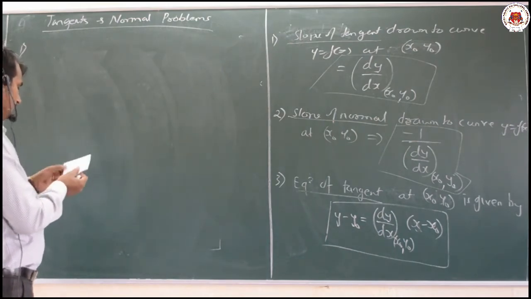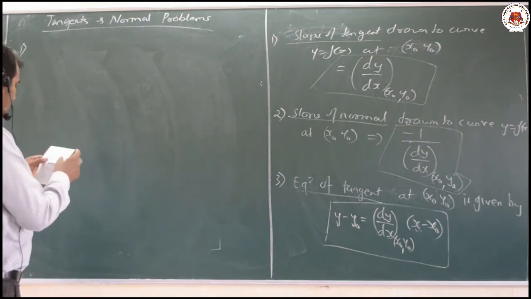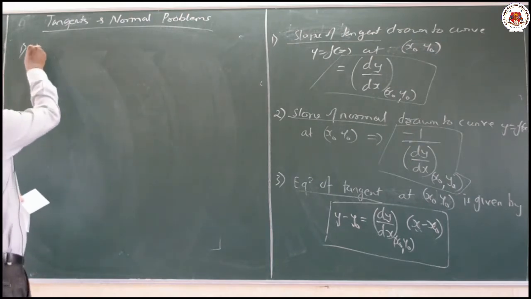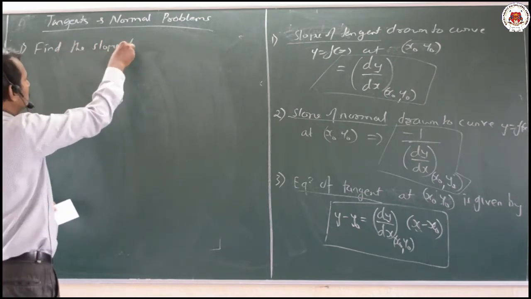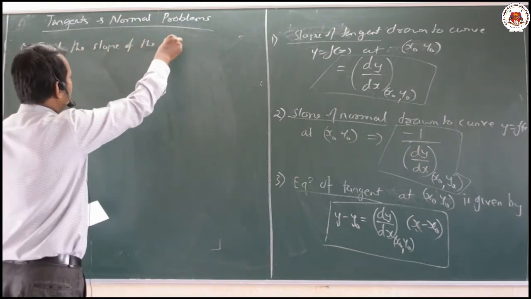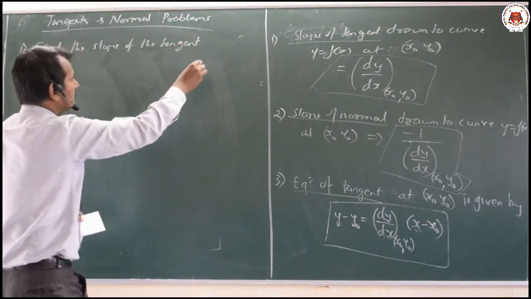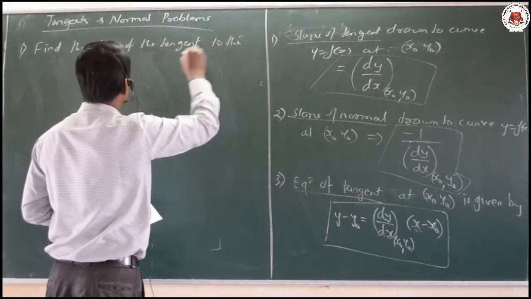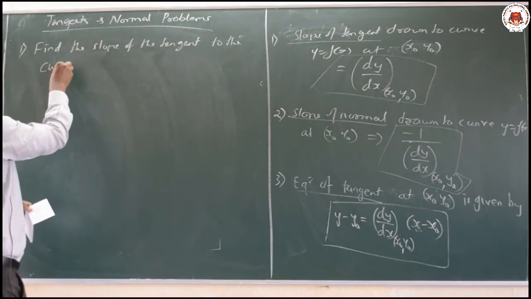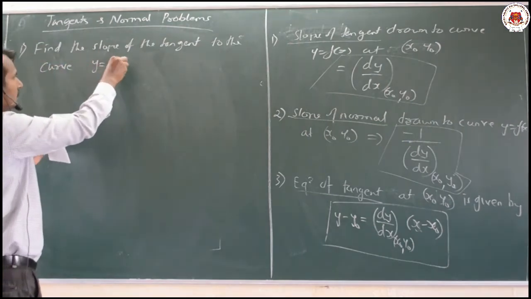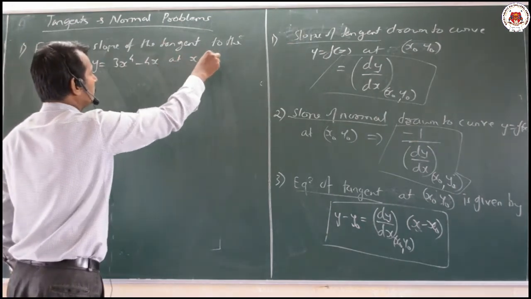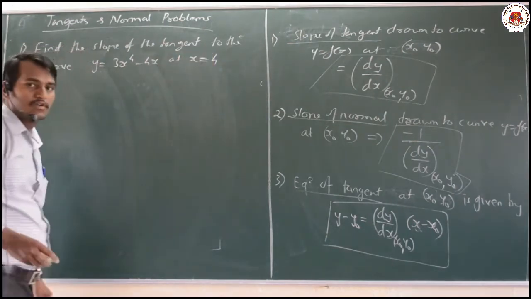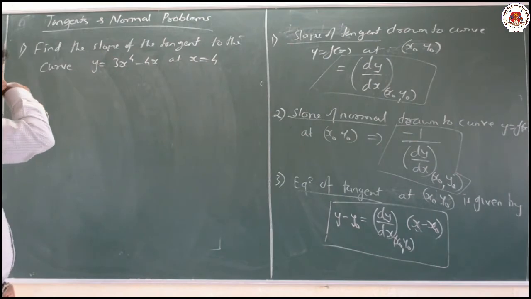The question is, okay students, find the slope of the tangent to the curve y is equal to 3x raised to 4 minus 4x at x equal to 4. Okay, dear students, this is a very simple question.